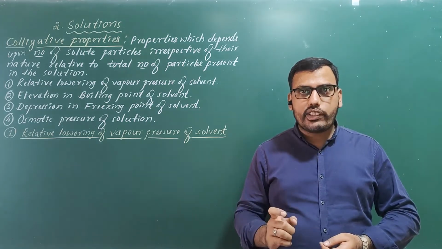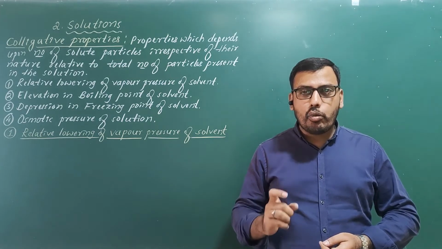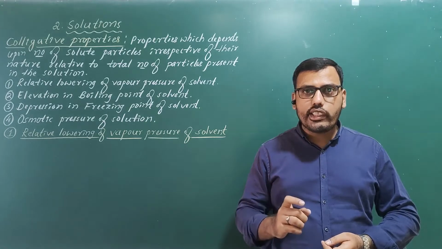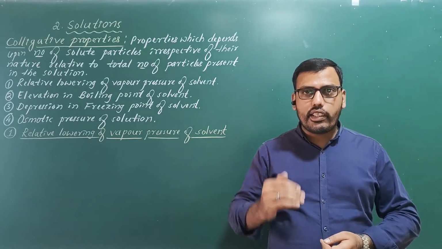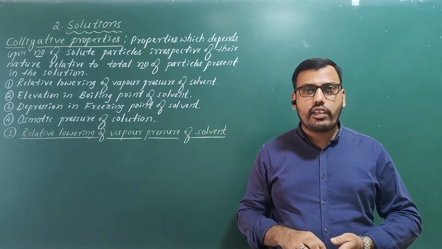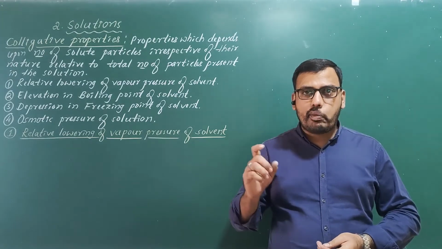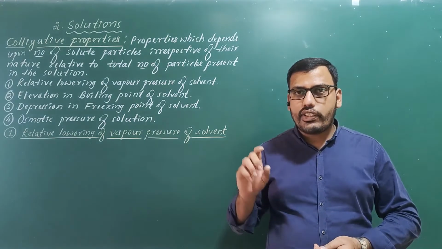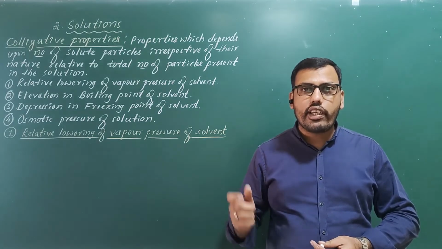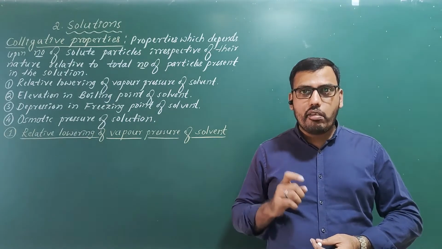The vapor pressure of solution is low because the surface of the solution is covered by both solute and solvent molecules, so the escaping tendency of solvent molecules decreases. Therefore the vapor pressure of solution is less. If you see the difference, vapor pressure of pure solvent is high and vapor pressure of solution is less. This difference is called lowering of vapor pressure.